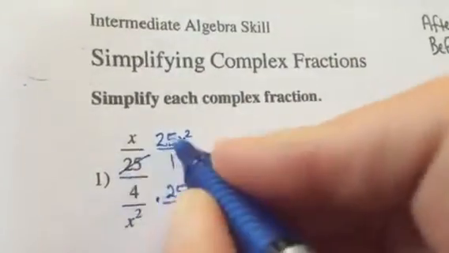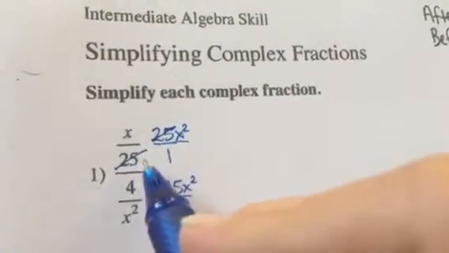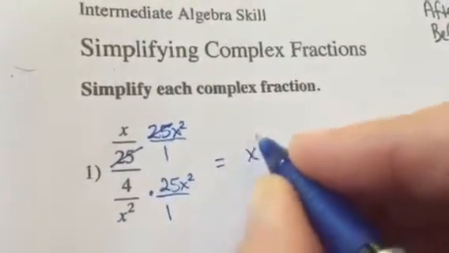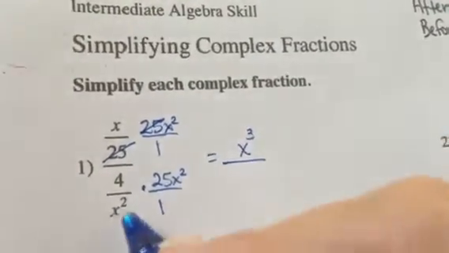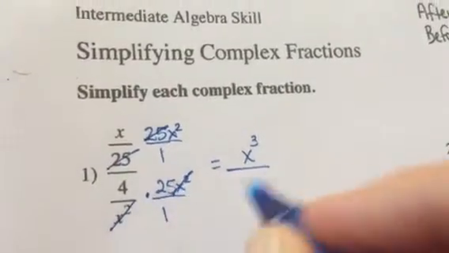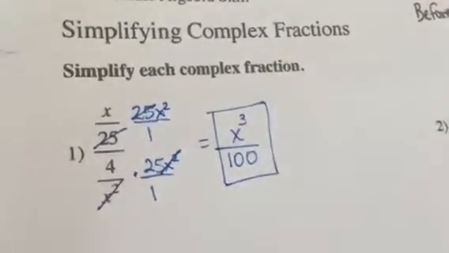Okay, notice here the 25s are going to cancel out. So nothing's left in the bottom. So I have x times x squared, which is x cubed. Here the x squareds cancel out. So I have 4 times 25, which is 100. And that's the answer on that one. So that one's not too bad.